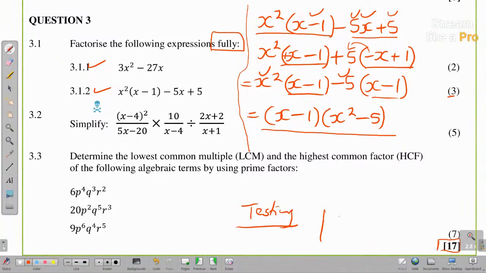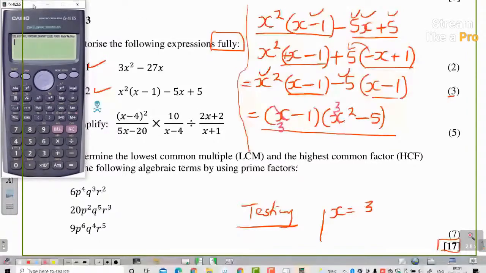I choose any value of x. For example, I say let x be equal to 3. So what I do is where there is x here, I put a 3. Where there is x here, I put a 3. And then I get my answer. Just choose any value of x. It doesn't matter what you choose.